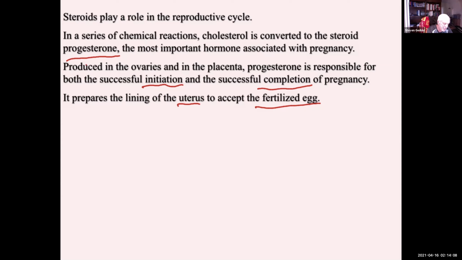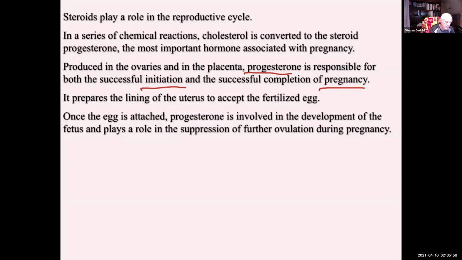Once the egg is attached, progesterone is involved in the development of the fetus and plays a role in the suppression of further ovulation during pregnancy. So it stops you from having more eggs being ovulated. It prepares the lining of the uterus for the fertilized egg as it passes down from the ovary into the fallopian tubes, into the uterus. It gets stopped in the uterus and embeds in the endometrium because of progesterone. Without progesterone being there, it wouldn't be able to embed in the wall.